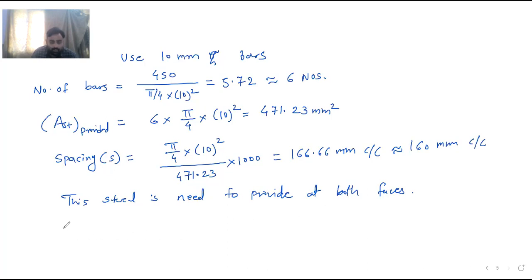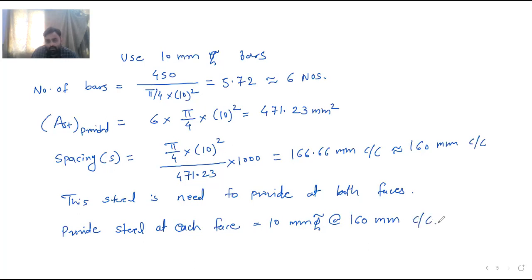So provide steel at each face, equal to 10 mm bar about 160 mm center to center. So this is the steel which we have provided. Okay, so this is the steel which we have provided, 10 diameter bars about this 160 center to center.